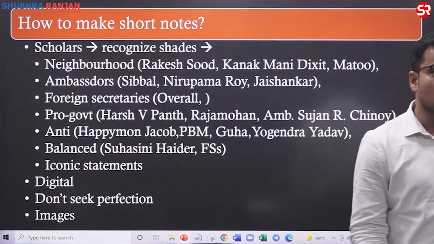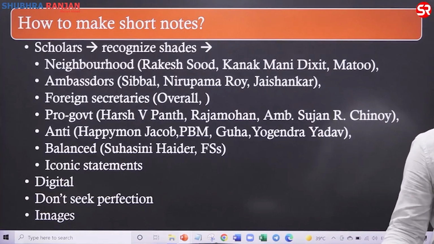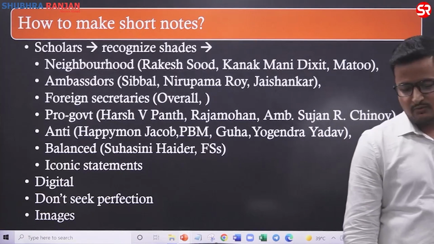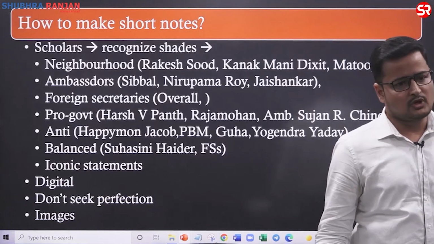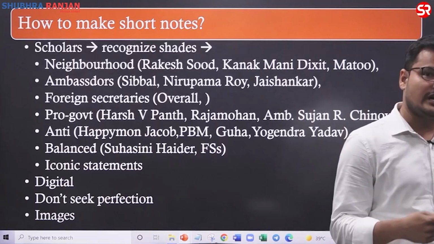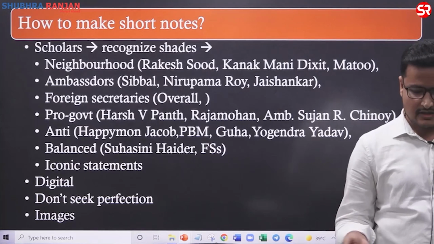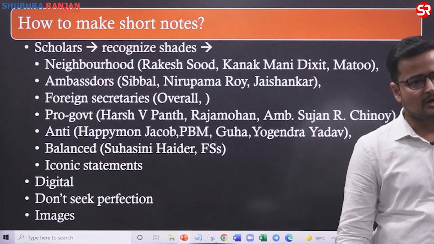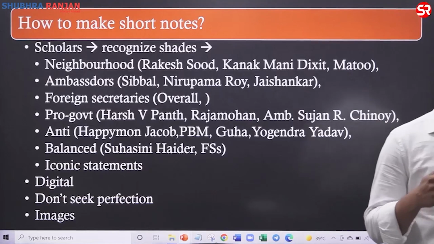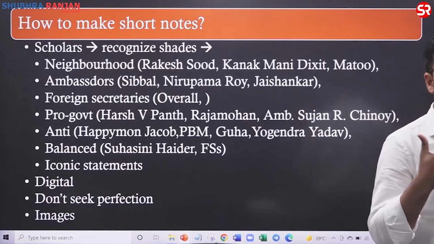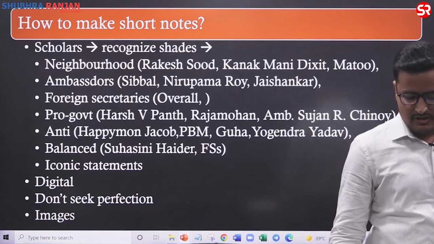Then there are people who are pro-government. For example, Harsh Pant, not pro-government actually, but a little pro-government. Raja Mohan, Ambassador Sujan Chinoy, they keep on writing articles which are generally pro-government. So you can use their names. If you have to write anything against the government, you can use JNU professors' names. Right? You have Happymon Jacob, Pratap Bhanu Mehta, they will always be disappointed with what the government is doing. So this is how, if you are not able to remember the exact thing, you can use the information there. If possible, use the digital notes.